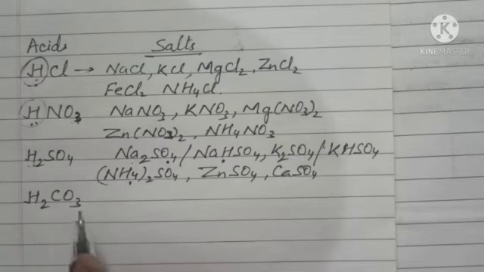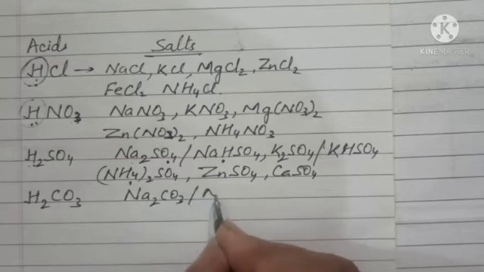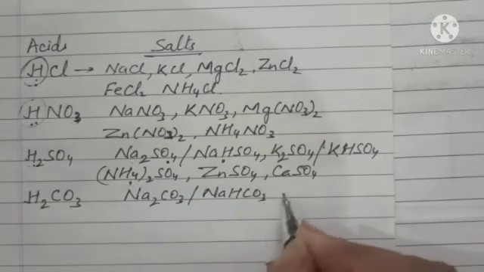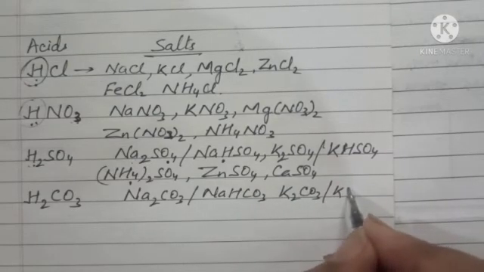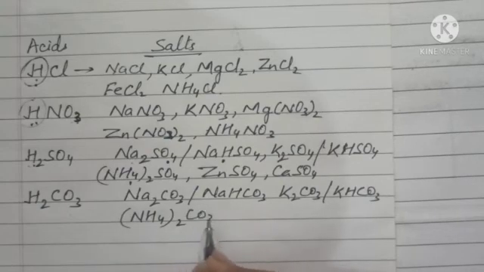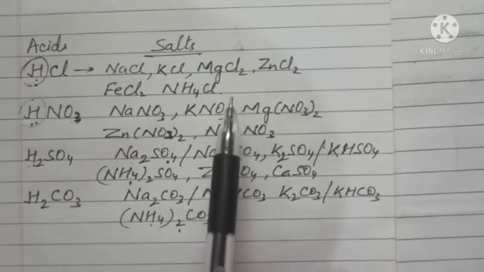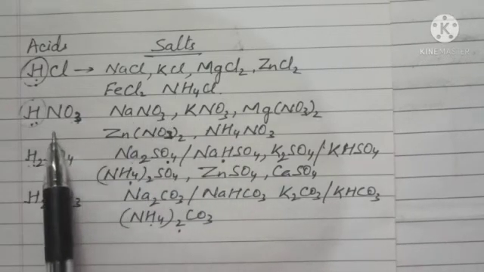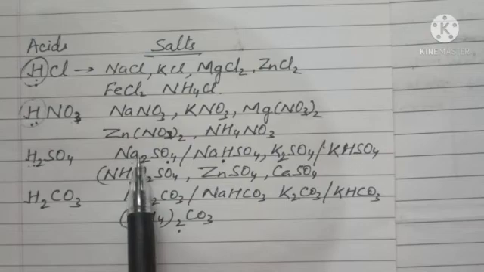Same way here with carbonic acid, you can get what? Na2CO3 or NaHCO3, K2CO3 potassium carbonate or potassium bicarbonate or ammonium carbonate, right? So what are all these? Salts. So what are salts? Salts are the compounds which are formed by partial or complete replacement of the hydrogen ion of an acid by a metallic ion or ammonium ion.